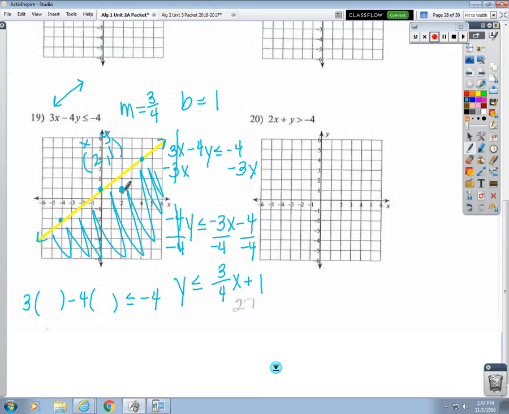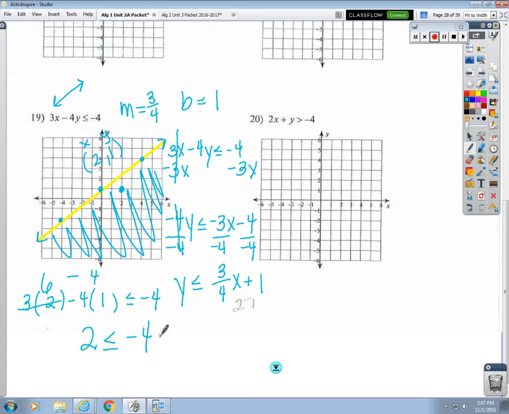If I'm using the test point right here of 2, 1, what number do I plug in here? What number do I plug in here? What's 3 times 2? What's 4 times 1? What's 6 minus 4? Is 2 less than or equal to -4?